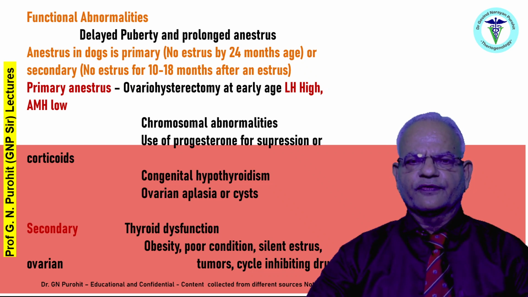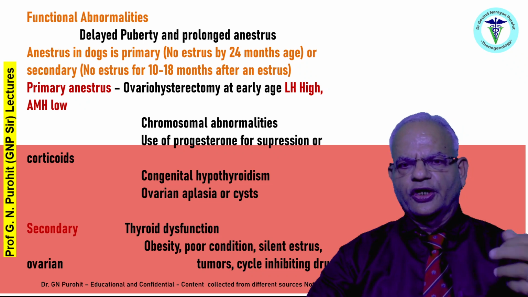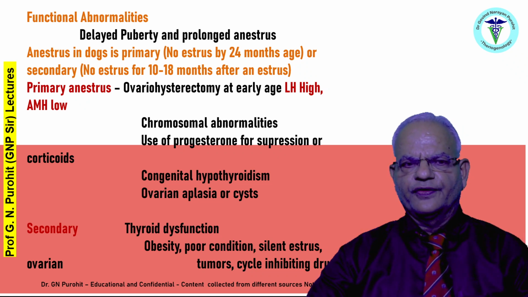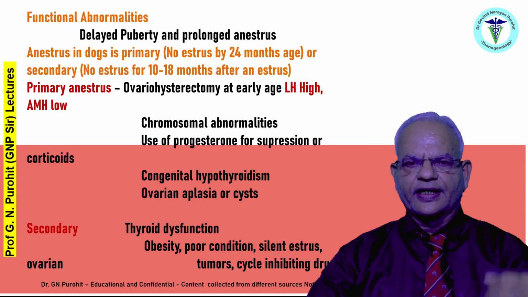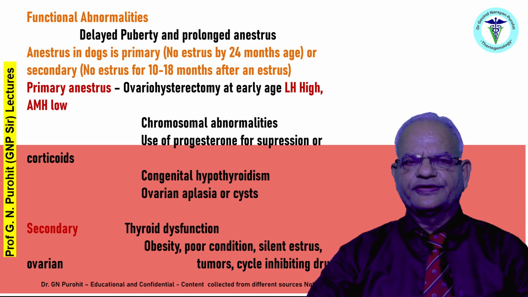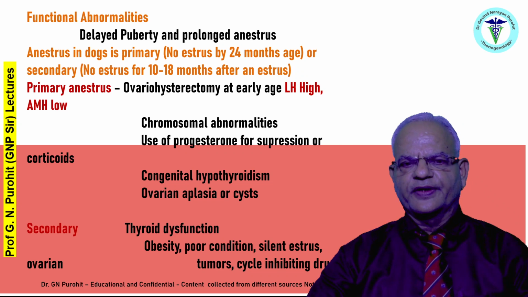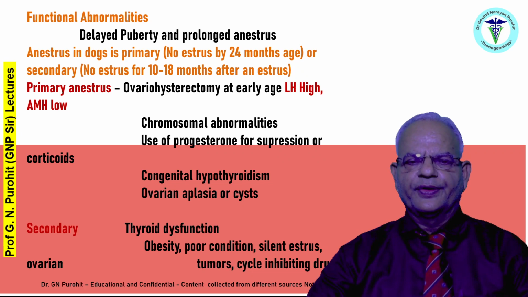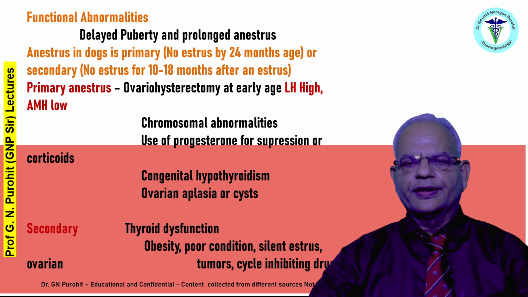Then it can occur because of chromosomal abnormalities, use of progesterone for suppression or corticosteroids for prolonged periods, congenital hypothyroidism, ovarian aplasia, and secondary can occur because of thyroid dysfunction, obesity, poor conditions, silent estrus, tumors, ovarian cycle inhibiting drugs.